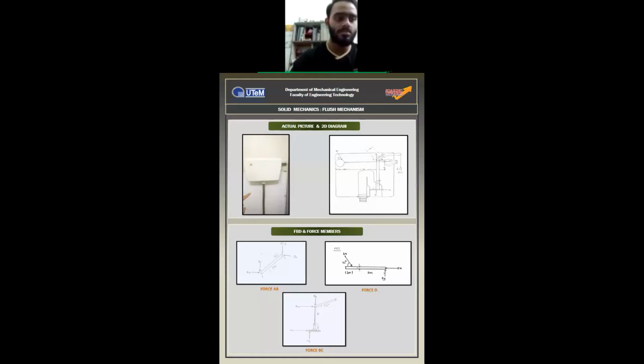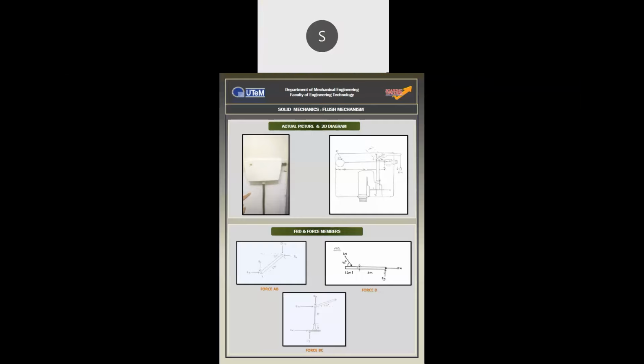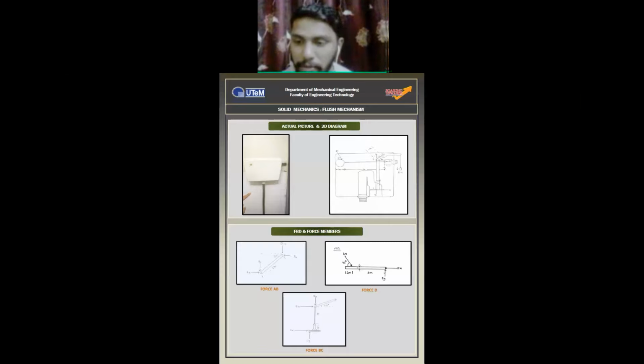Hi, my name is Mugilarsan Subramaniam. I would like to present the introduction of our project. The first process is when you press the handle, a lever inside the tank pulls the piston up, forcing some water through the siphon. Siphon means the U pipe in our 2D diagram, the big pipe. That's the name of the siphon.